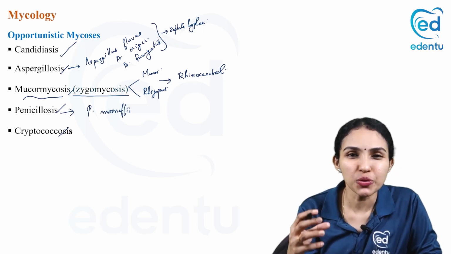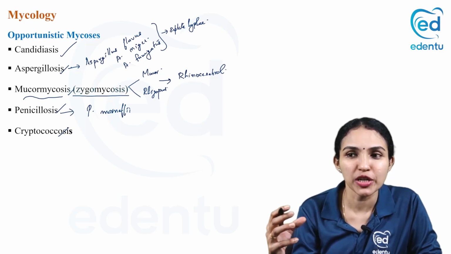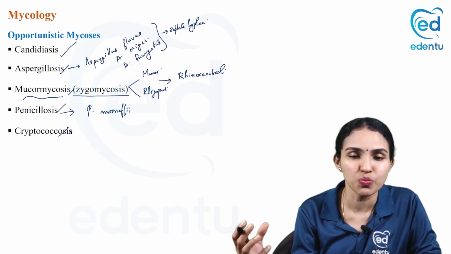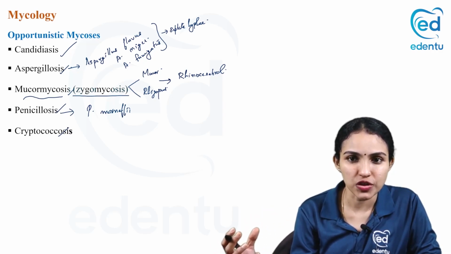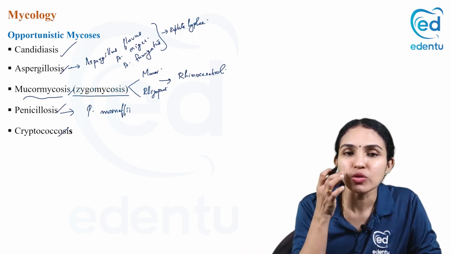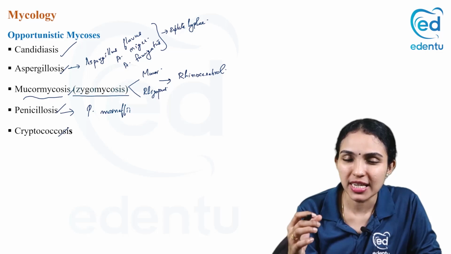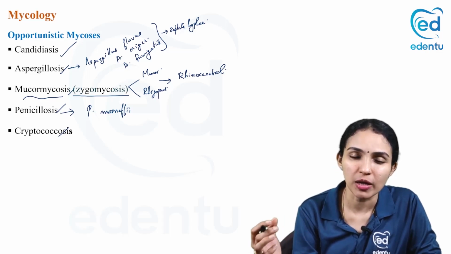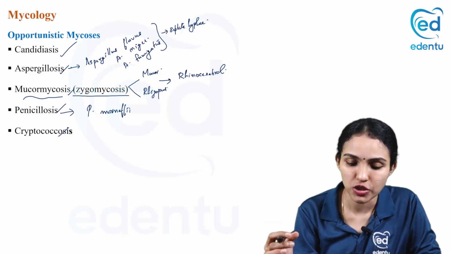And penicillosis is caused by the dimorphic fungus Penicillium marneffei. It can cause cutaneous lesions and can spread to different organs, to joints and bones. It can enter the bloodstream and cause lesions in different organs. Penicillosis is caused by Penicillium marneffei, and this also usually happens in immunocompromised individuals.